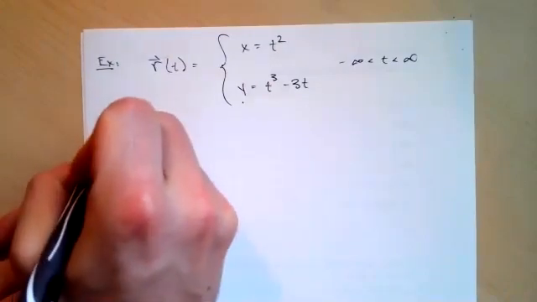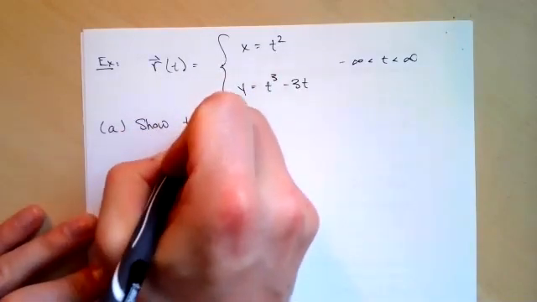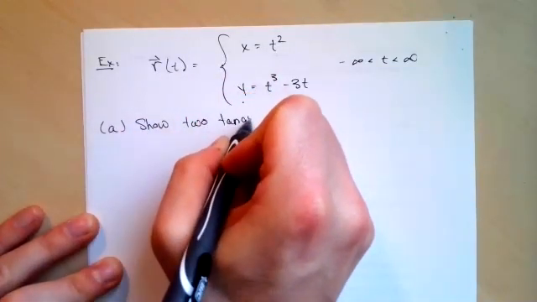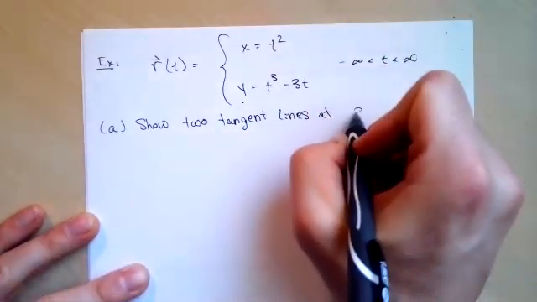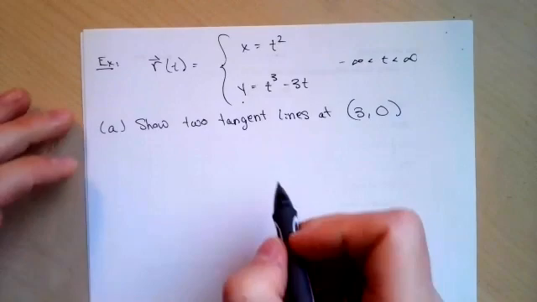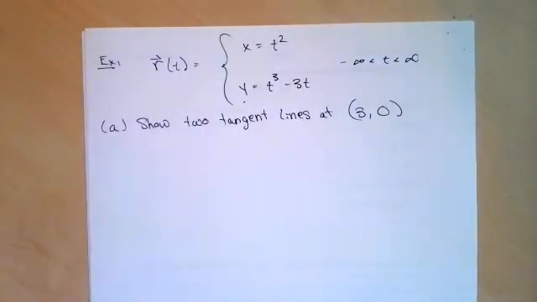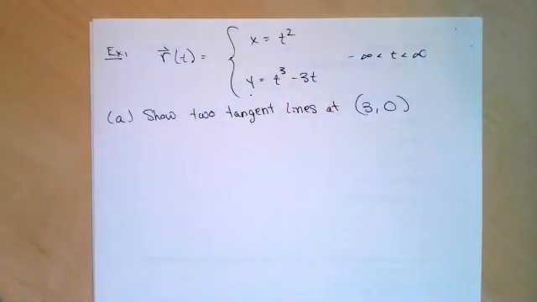So the first part of this question is going to be: show that we have two tangent lines at (3, 0). This is a phenomenon with parametric curves that sometimes a parametric curve can loop around and cross itself, meaning it's going to hit the same point in space at multiple times. And depending on which time we hit that point, we're going to have a different direction of travel. In other words, giving us a different tangent line, a different velocity vector.